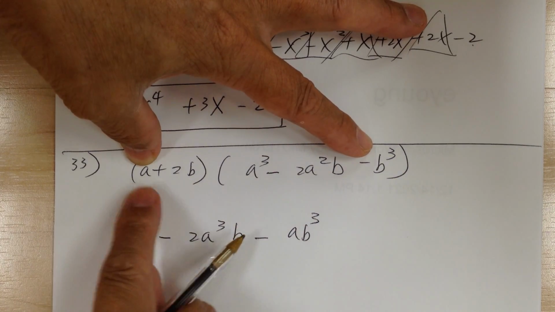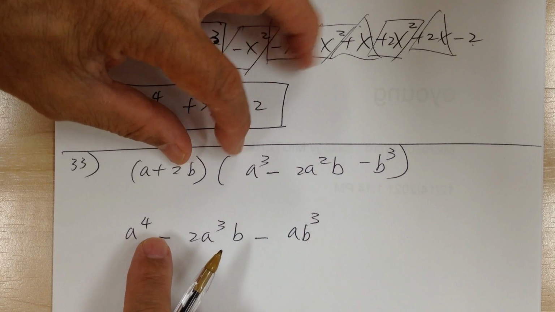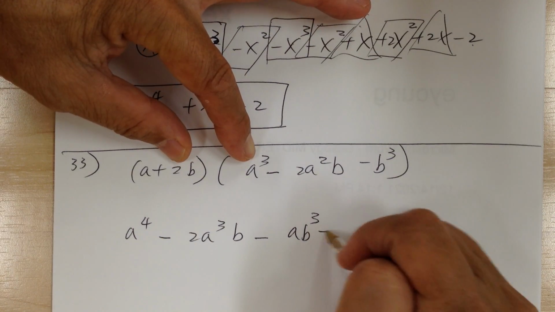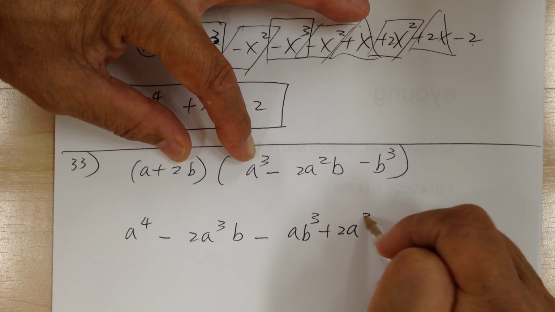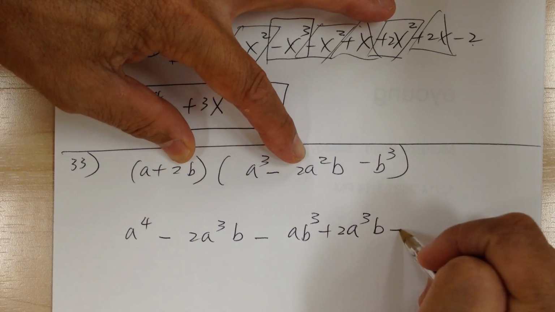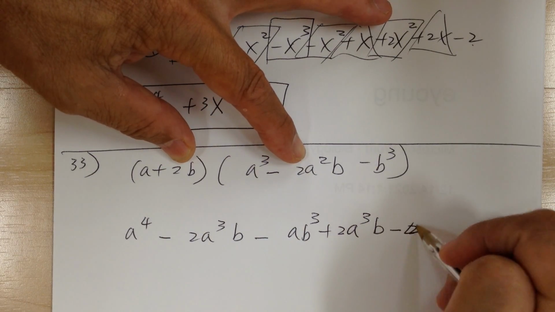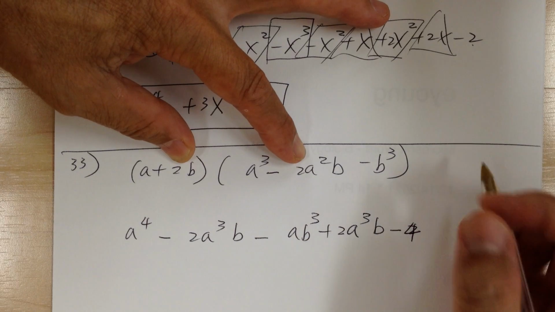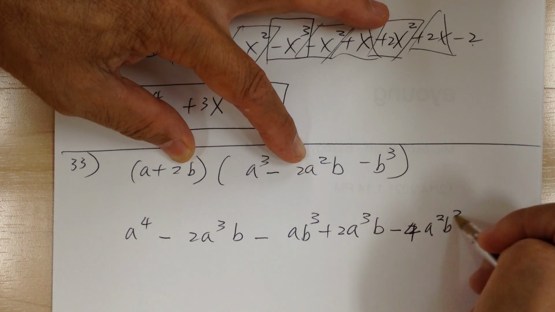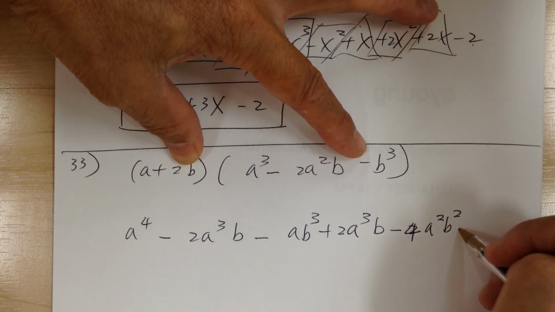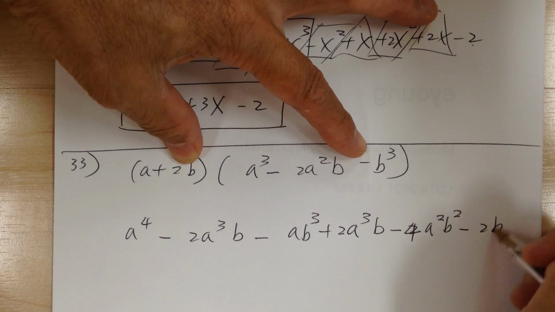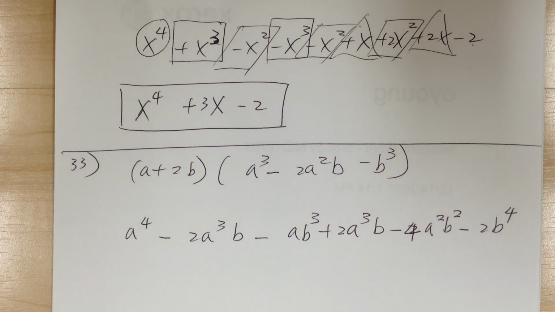So I'm done with the first one, so I start all over using the second one. So this would be plus 2a cubed b minus 4, right? 2 times 2 is 4. A squared b squared, okay, minus 2b to the 4. Okay, so again, by doing that, it helps you cut down a lot of mistakes.